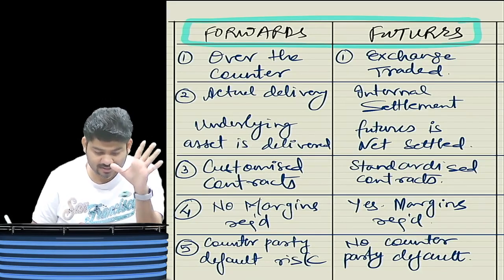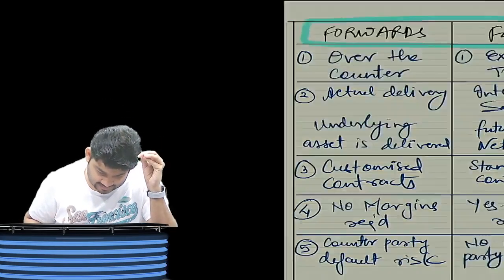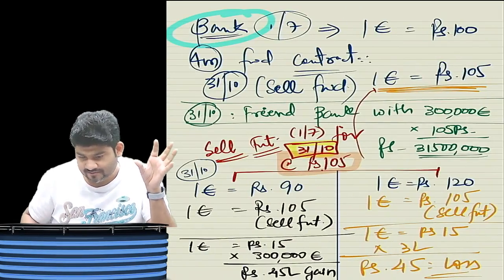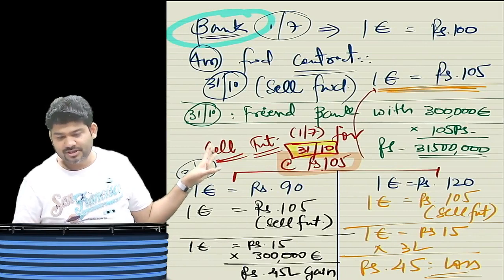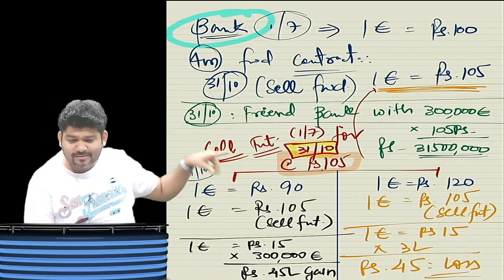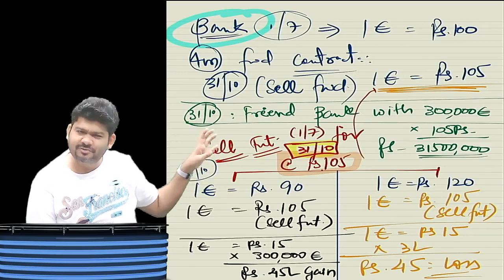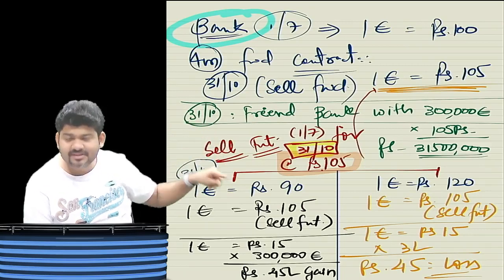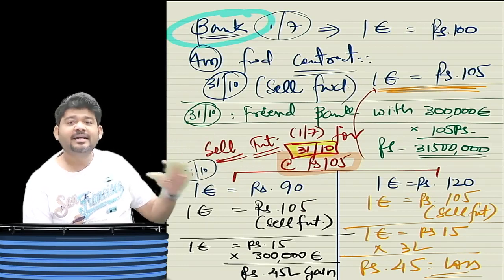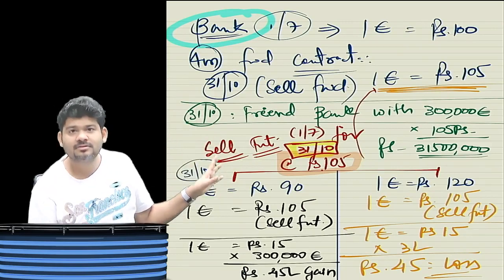Done? Clear till here? Okay. Then one more point. See here, what is happening? We entered into a sell future transaction on 1st of July. Now, any time between this, so sell future for 4 months, any time between these 4 months, we can settle the contract.